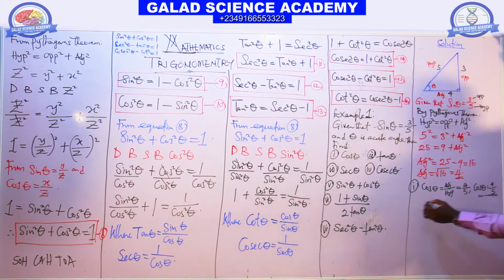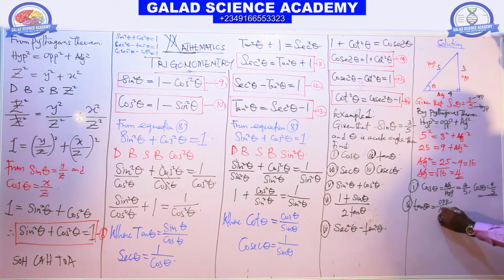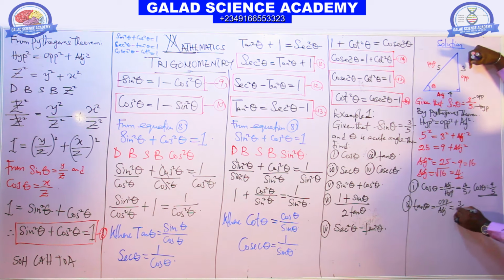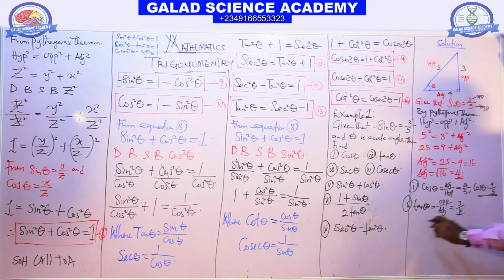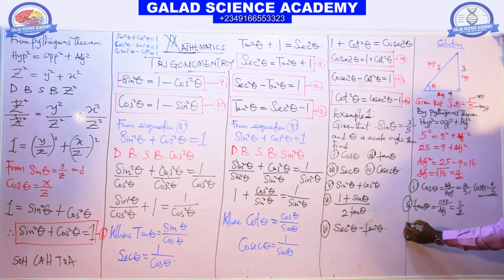So we are done for cos theta. What is the next question? Question number 2 is tan theta. From SOHCAHTOA, tan is opposite over adjacent. So the opposite here is 3 over 4. Yes. The next question is question number 3.